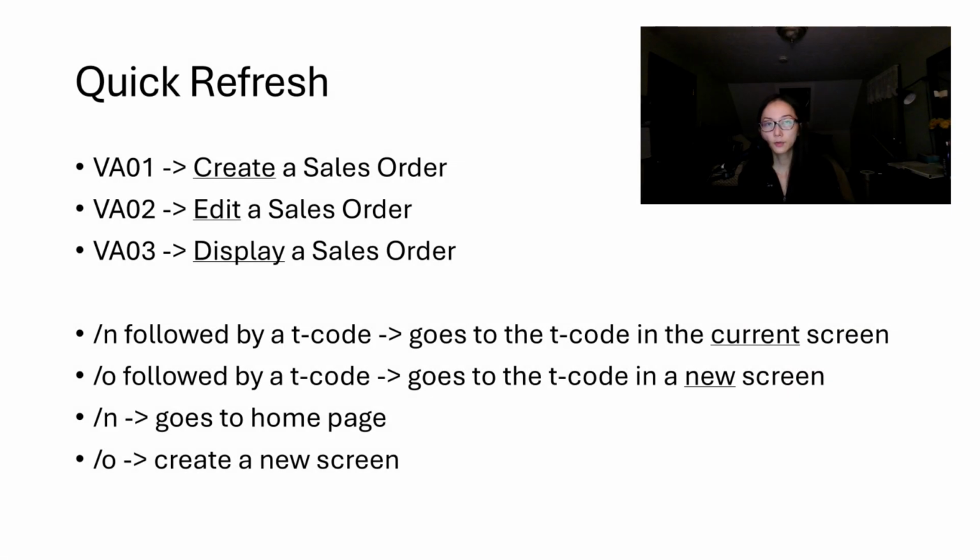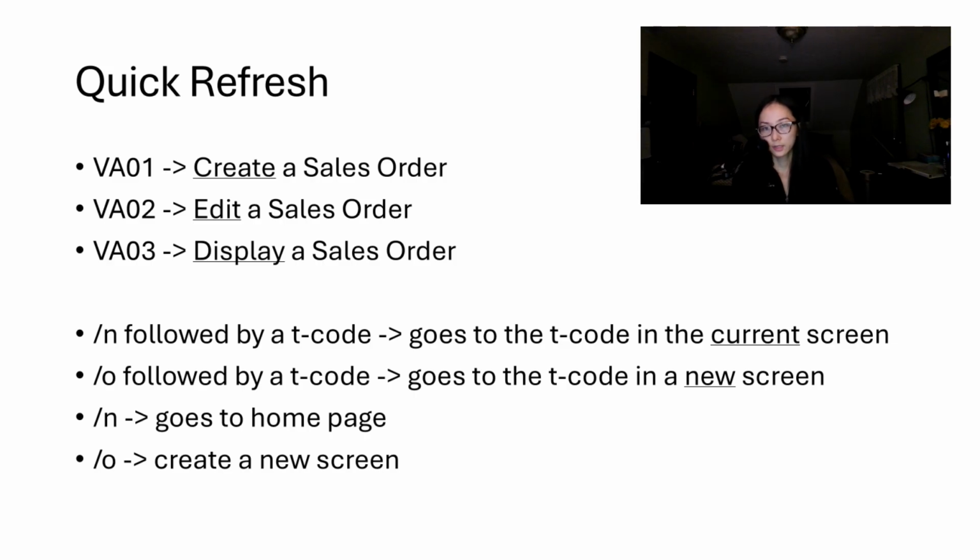Okay, let's do a quick refresh. What we have discussed are T-codes, how to create, edit, and display a sales order. And you will see this pattern as you learn more about SAP, where 01 is to create, 02 is to modify, 03 is to display. But take it with a grain of salt because it's not always true. Sometimes it is, sometimes it's not.